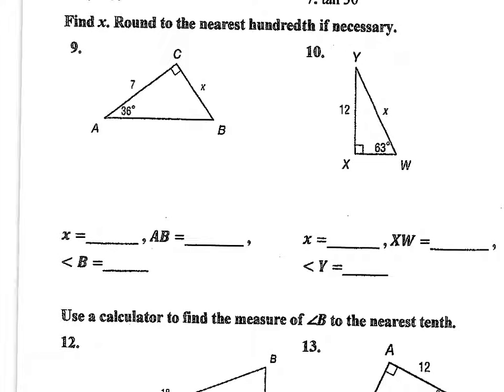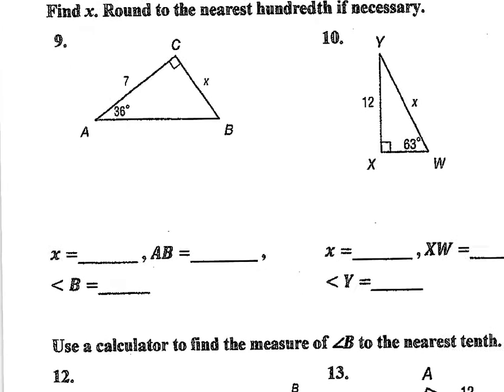10, and 11, let me work on number 9. Number 9, what we need to do, if they want you to find the missing side, which is in this case the x, you label the triangle. It's a right triangle. So what's the x representing? The opposite, the adjacent, or the hypotenuse? The opposite. And the 7? The adjacent. So what property do you use for this?